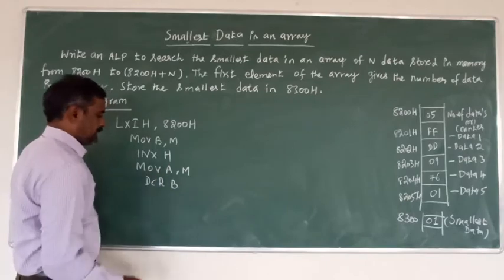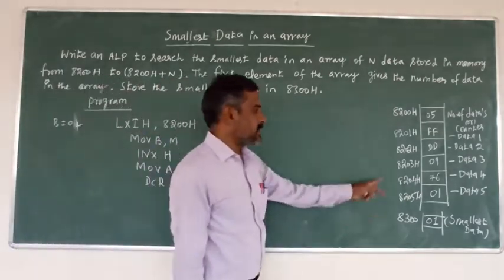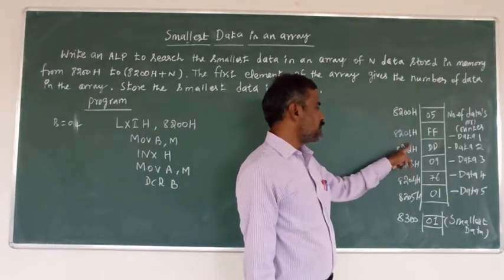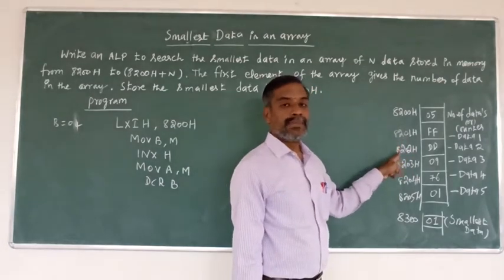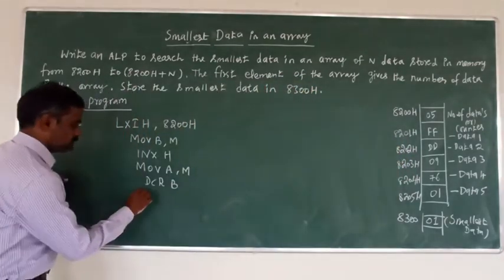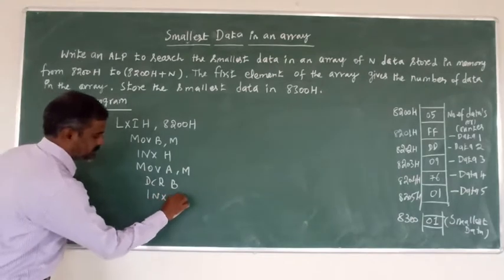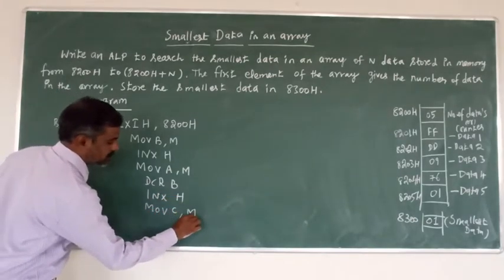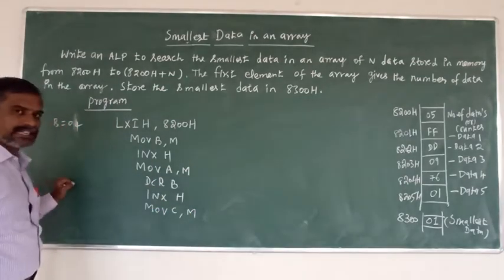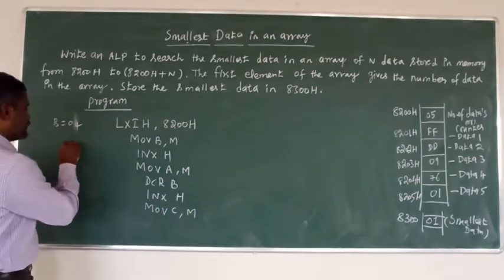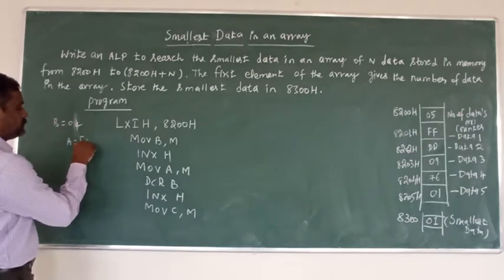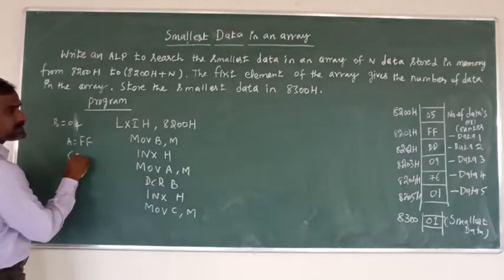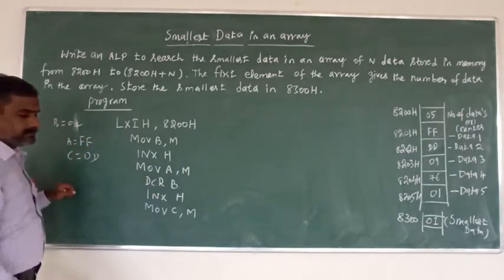Okay. Next, the second data is in 8202, so to increment the memory address again, we can use INX H. The second data, the memory data, is moved to the C register. Now A register is FF and C register is DD.